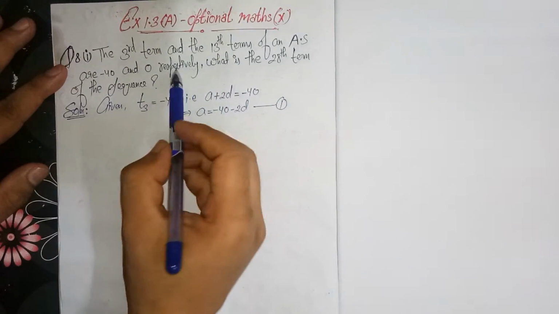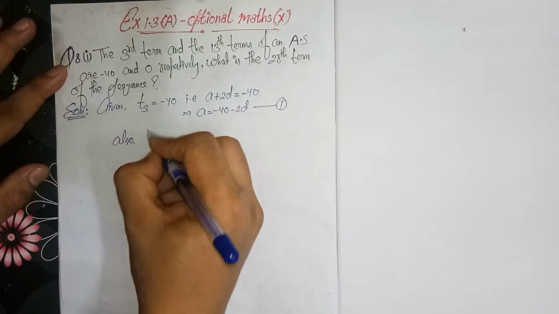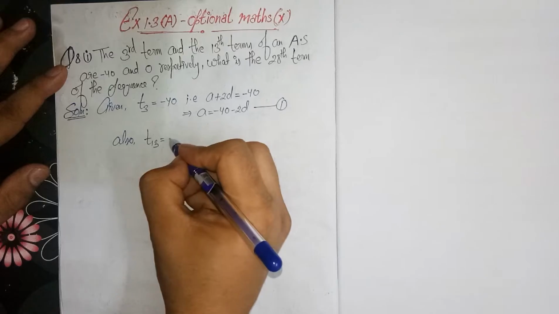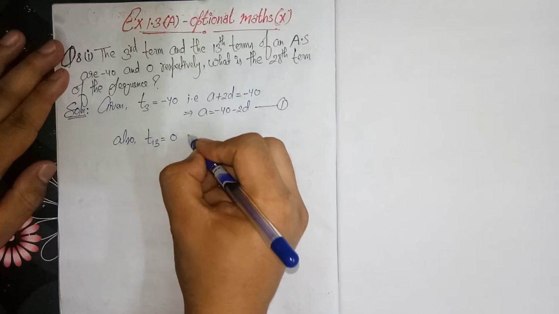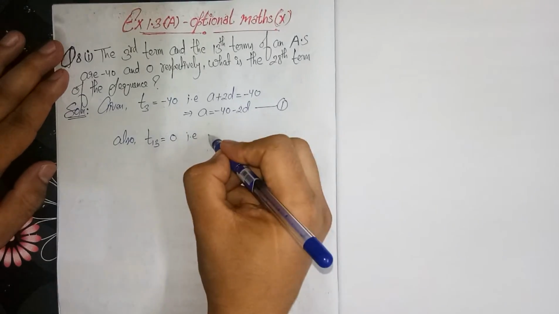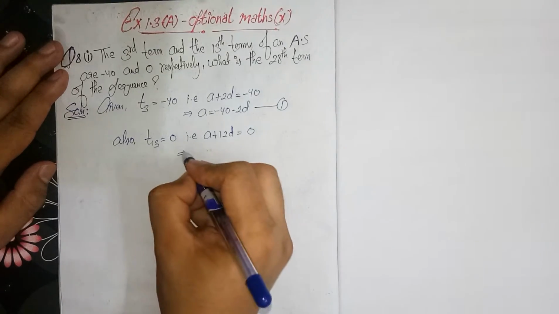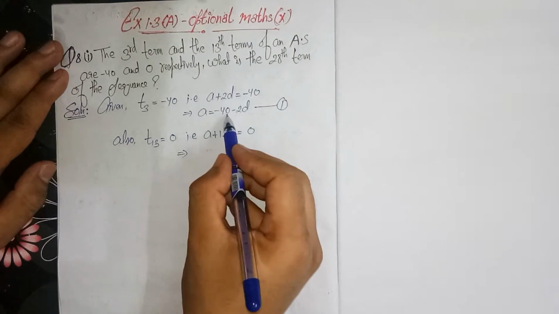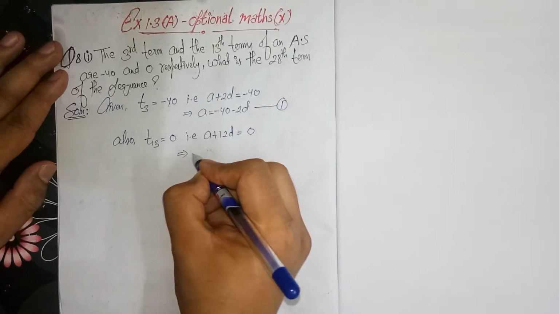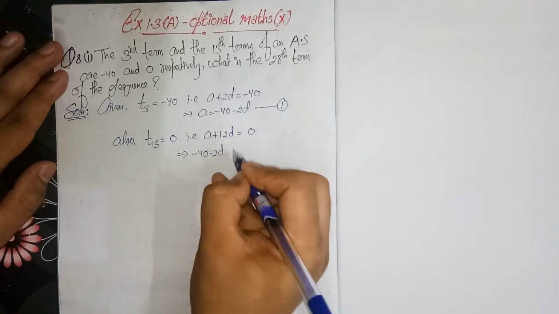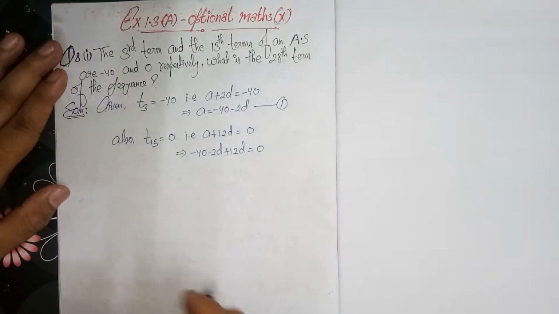Now one more term is given, which is 13th term also, t13 is equals to 0. That is, in place of t13 we can write a plus 12d equals to 0, implies in place of a we can write minus 40 minus 2d from equation 1. So writing the value of a over here, we get minus 40 minus 2d, and this is plus 12d equals to 0, right? Now start solving this one.